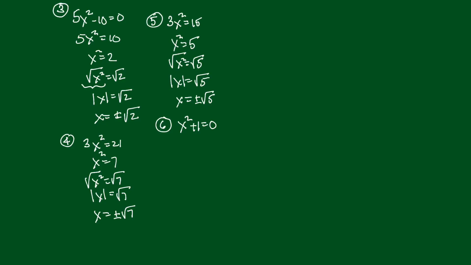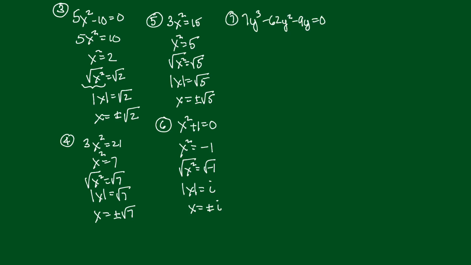All right, again, we've got a squared term and a constant. Let's separate them. So I'll get x squared equals negative 1. Now take square roots. The square root of x squared equals the square root of negative 1. The square root of x squared is the absolute value of x. The square root of negative 1 is i. So remove the absolute values. Now we get the plus or minus.